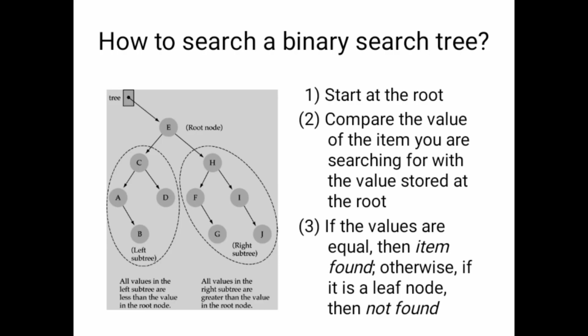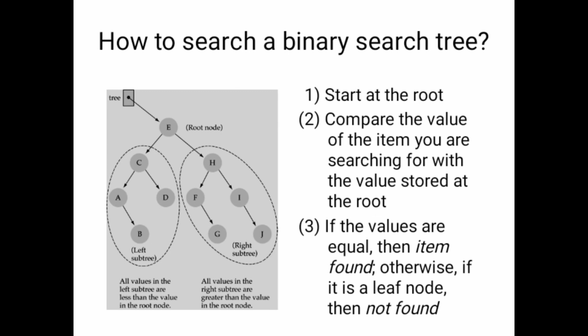Now we will see how to search an element in a binary search tree. In a binary search tree, we will start at the root. We will compare the value we are searching for with the value in the root. If they are equal, then we say that the search is successful, the element is found.